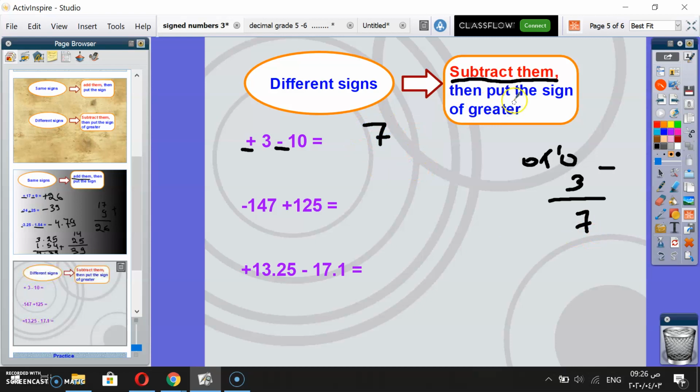The next step, I should put the sign of the greater. Which is greater, plus 3 or 10? 10. So the sign of 10 is negative. So I will put minus 7. Okay.